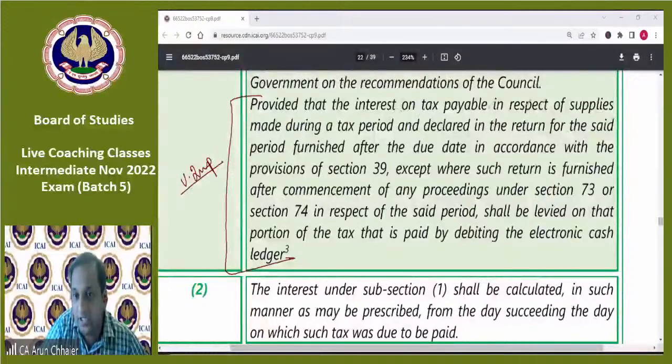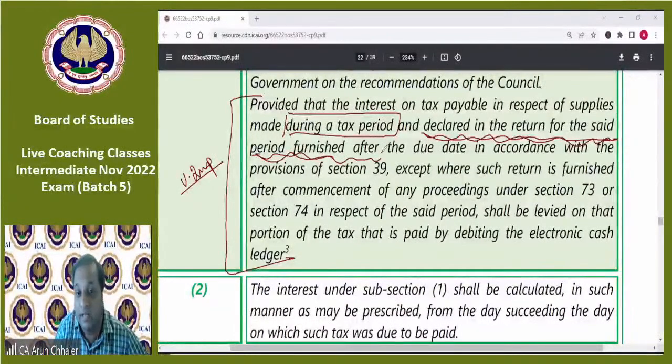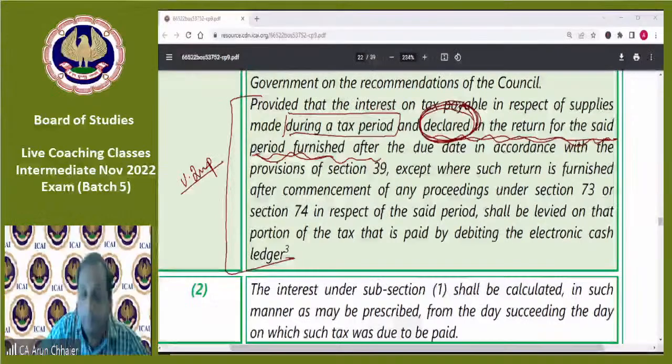Provided that interest on the tax payable in respect of the supplies made during a tax period, and this is again the most important keyword, I can say, declared in the same return. Declared in the return for the same tax period.